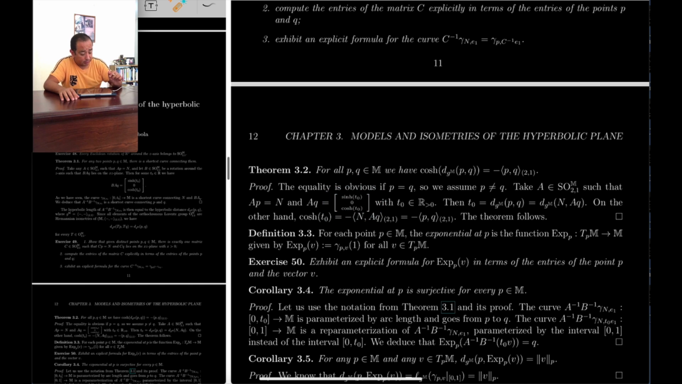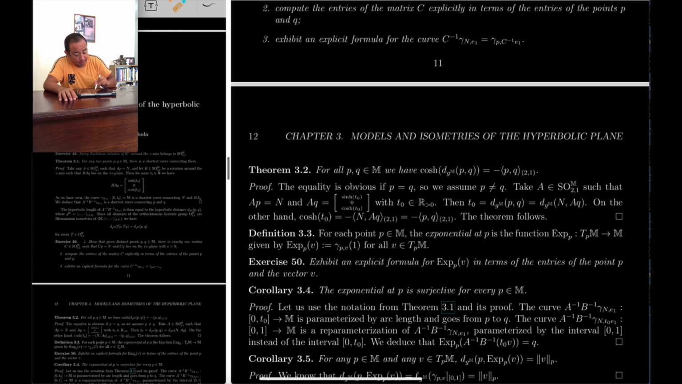Okay, I mean, kind of remembering that we have the freedom to apply the elements of the restricted Lorentz group without affecting either the distance or the Minkowski product, right? So we have a lot of freedom.